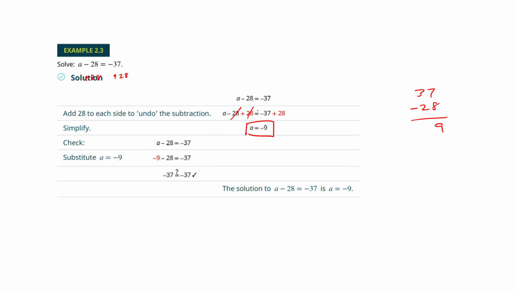So let me say it again. I have two different signs, so I'm going to just subtract them. And then you give it the sign of the number that was bigger when you started. So it was a negative 37, so I'm going to give it a negative 9.